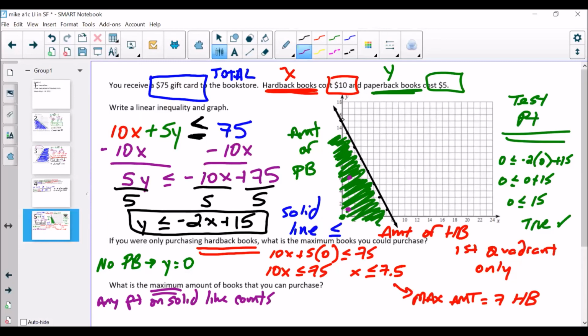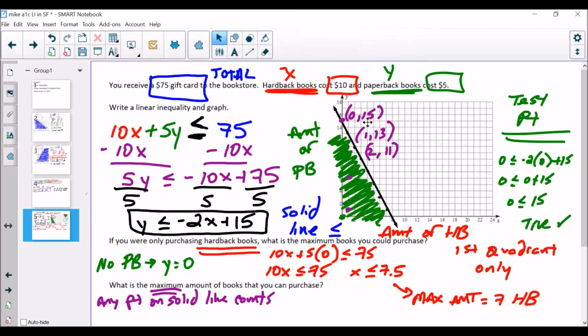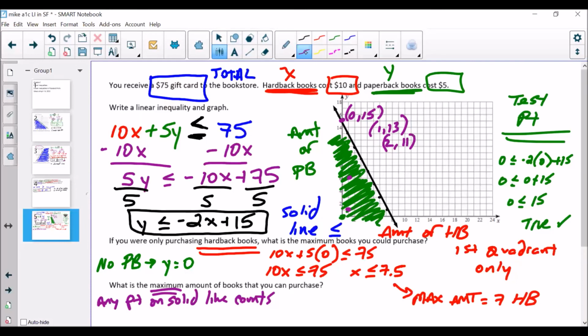And I'm going to check this out and take a look at some of the points here. That point right there would be the point 0, 15. Makes sense. It's our y-intercept. We have the point 1, 13. We have 2, 11. And I'm starting to get a little off here. Let me try to reorganize these a little bit more. I have the point 3, 9.